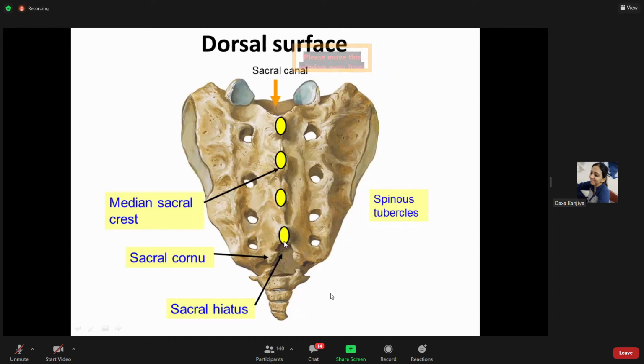Below the fourth spinous tubercle, there is an inverted U-shaped gap, and that is called the sacral hiatus. What does it represent? The sacral hiatus is formed by the non-fusion of the lamina of the fifth sacral vertebra. On either side of the sacral hiatus, there are two sacral cornua. If you trace them upward, they lie in line with the superior articular process of the first sacral vertebra. So the sacral cornua represent the inferior articular process.